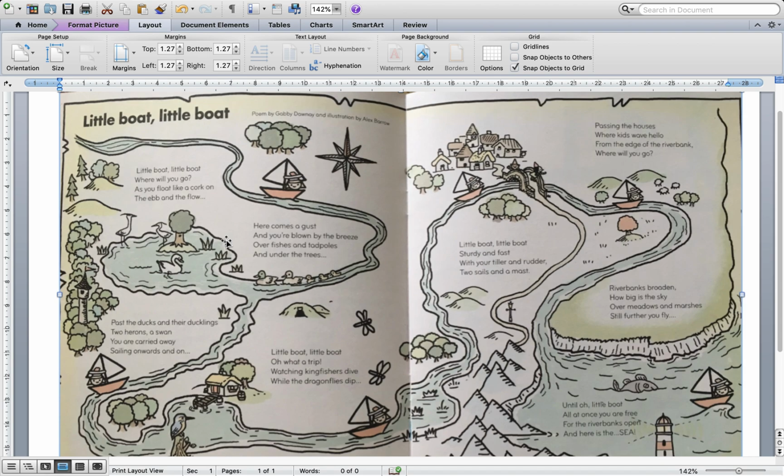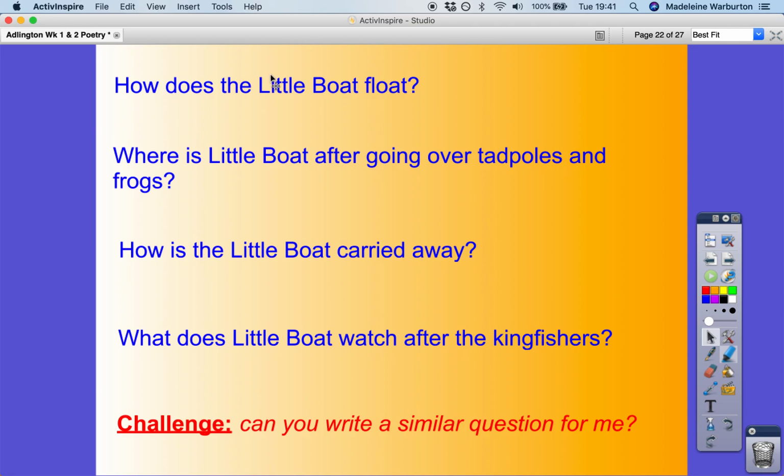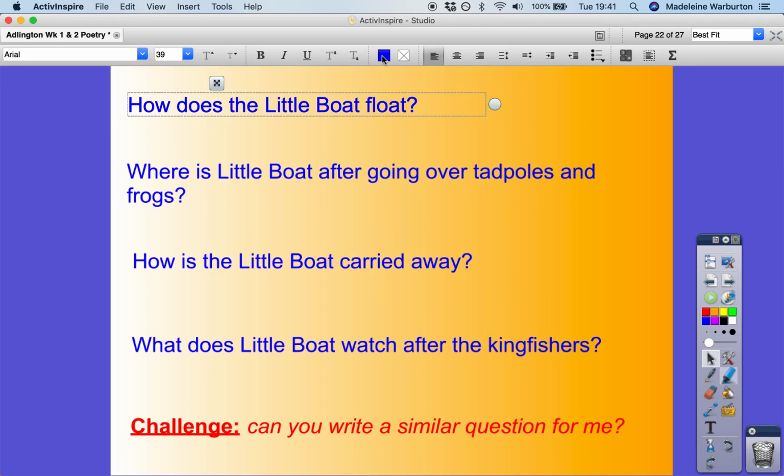Like a cork. Who can tell me what kind of figurative language that is? If you said a simile, well done. As you float like a cork, we're comparing the little boat floating to a cork on the water, as it bobs up and down. Well, that one was fairly easy, wasn't it? I can write that one in. Like a cork. Brilliant. Did you get that too? Let's do one more together.